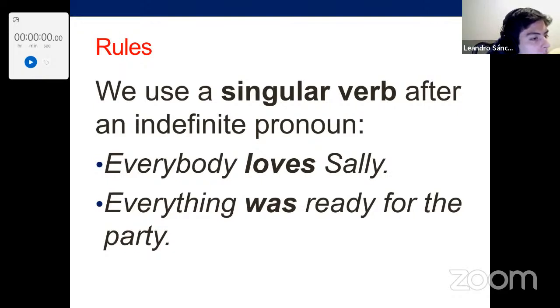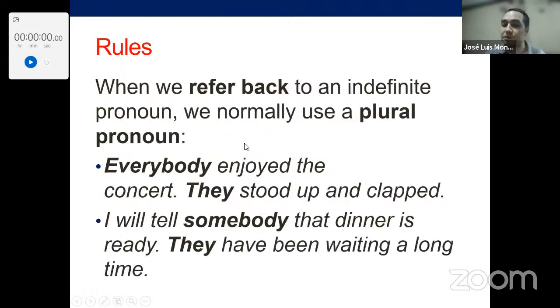Everybody loves Sally. Everything was ready for the party. There you go, right? So the first rule, singular. Now, this is interesting. Even if you conjugate them as singular, when you talk about that one more time, the conjugation is going to be plural. So the first time you mention it is singular, but the second time you mention it, you're going to use a plural pronoun. So you're going to say they. Let's read those two examples, please.